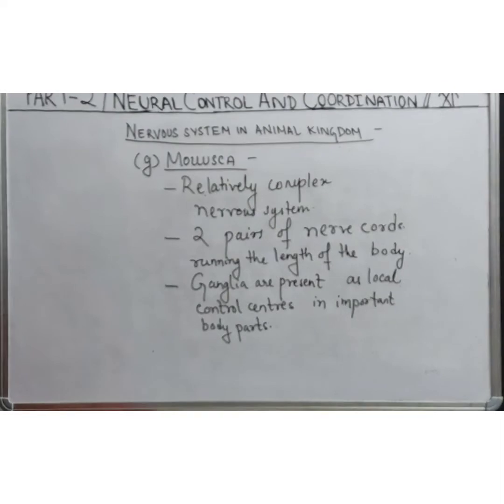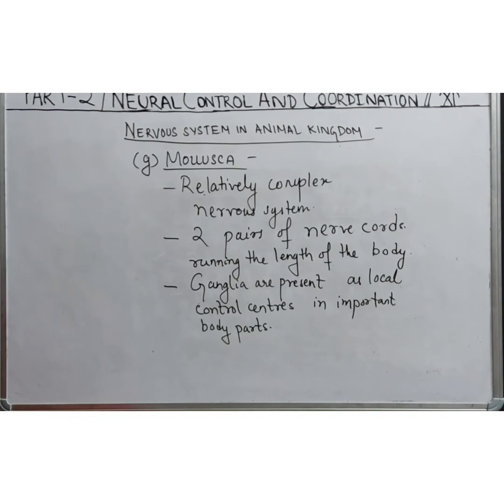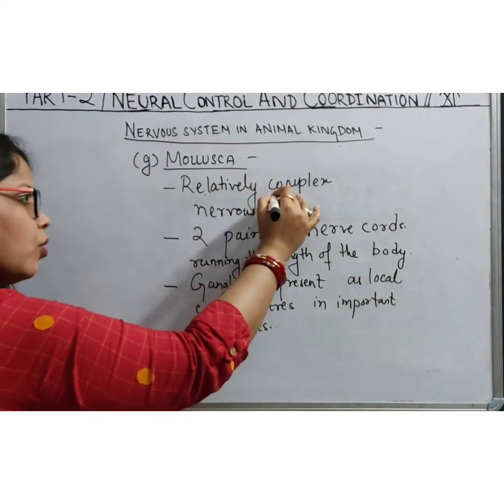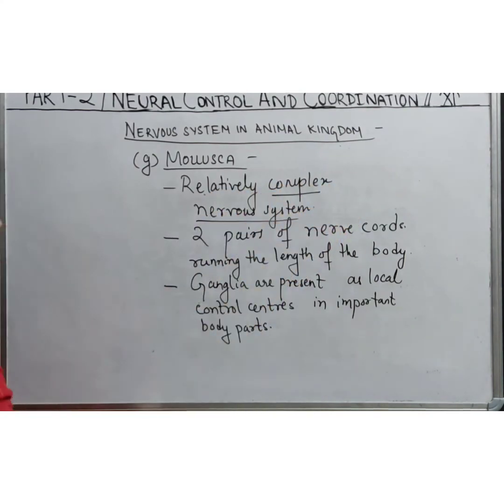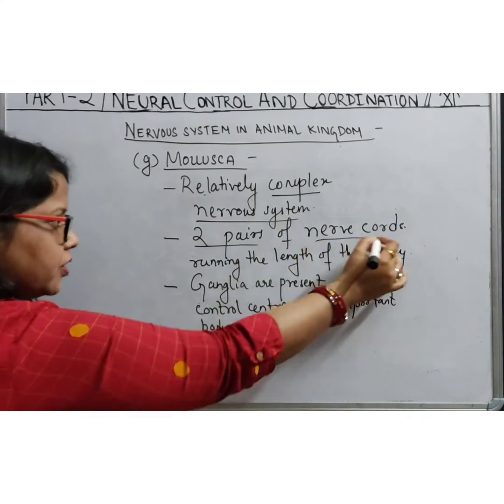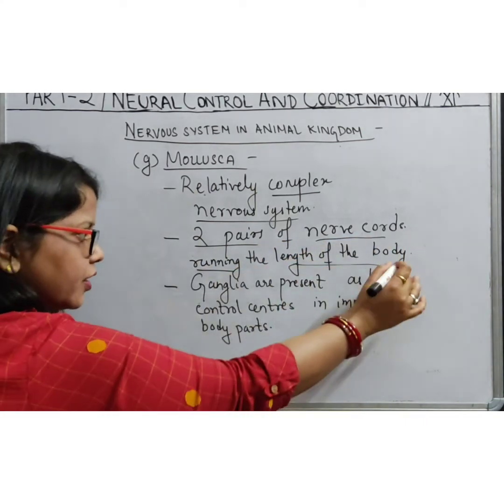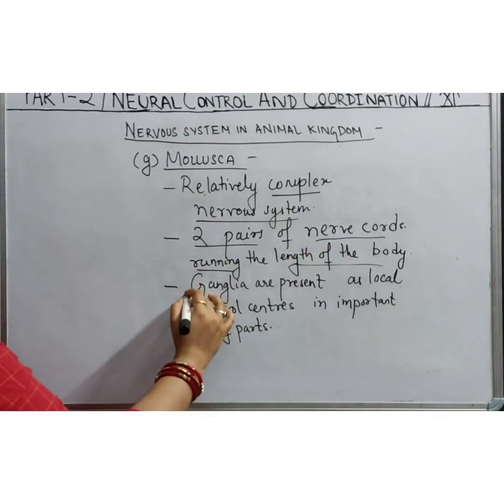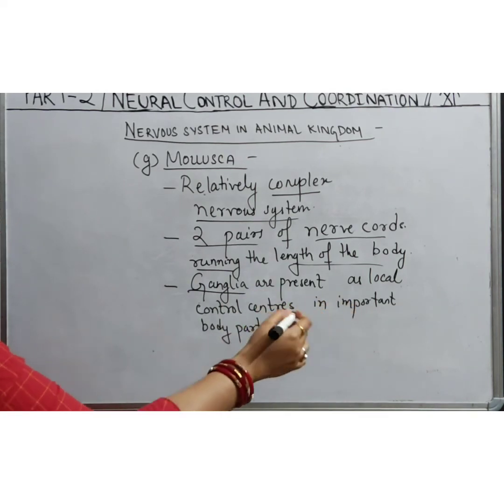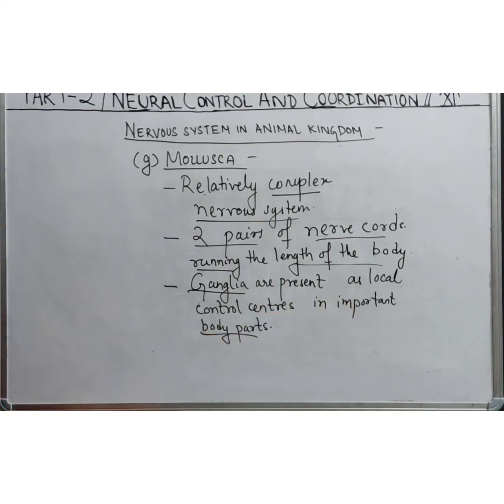Next we are going to discuss Mollusca. They have a relatively more complex nervous system with two pairs of nerve cords that run throughout the length of the body, and ganglia are present as local control centers in each of the body parts. This is about Mollusca.